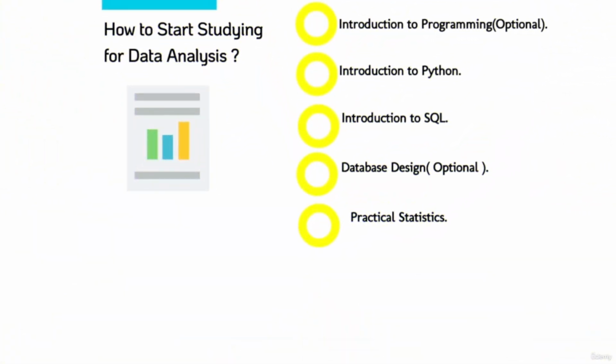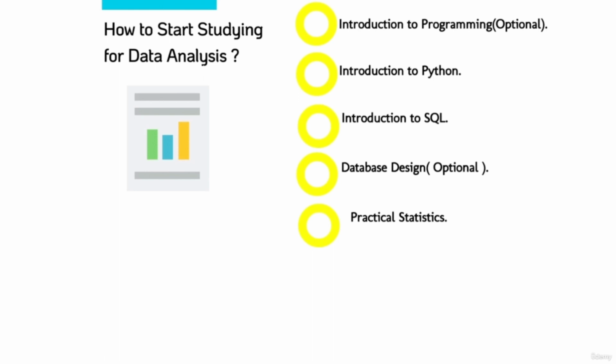So now you might wonder how to start studying for data analysis. First, you have to learn about programming. It's written here, it's optional. It's optional because some of you are beginners, some of you are intermediate. So for you as a beginner, it's very good for you to learn how to program using C++ or C Sharp or etc. But mainly you have to learn Python because Python is the language used for data wrangling, data gathering, data cleaning, data visualization.